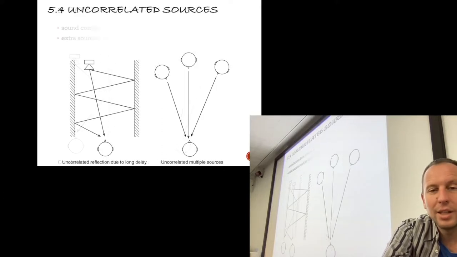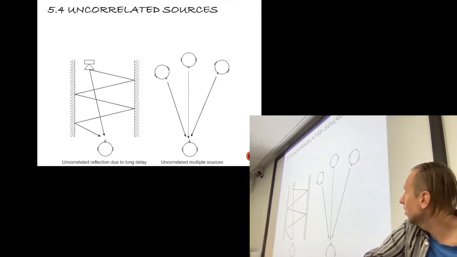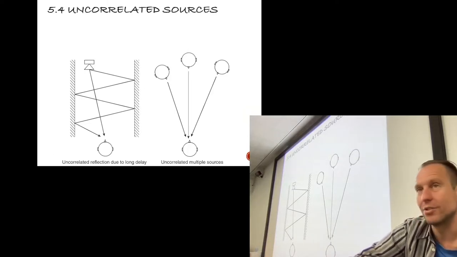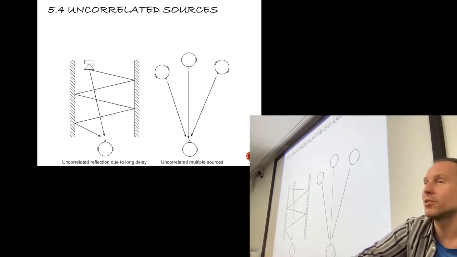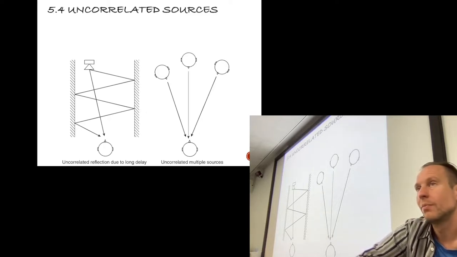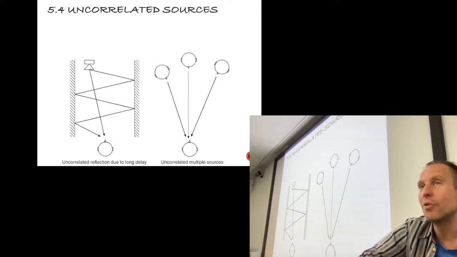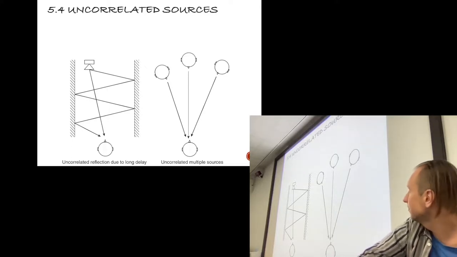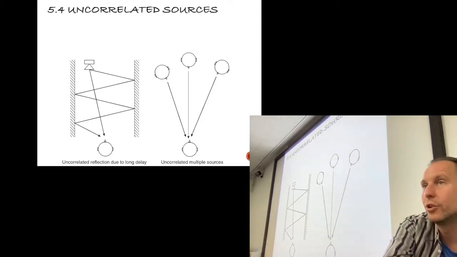And what you get is interference. And then we have uncorrelated sources. Okay, so if there is a lot of reflections in the path of a sound wave, then the sources or the waves are increasingly uncorrelated. So it's not absolute because it's the same source, but the more reflections, the less correlation. And then obviously if you have multiple different sources, they are typically totally uncorrelated.